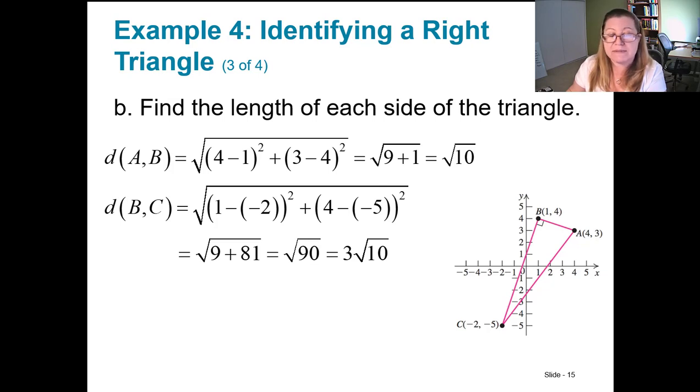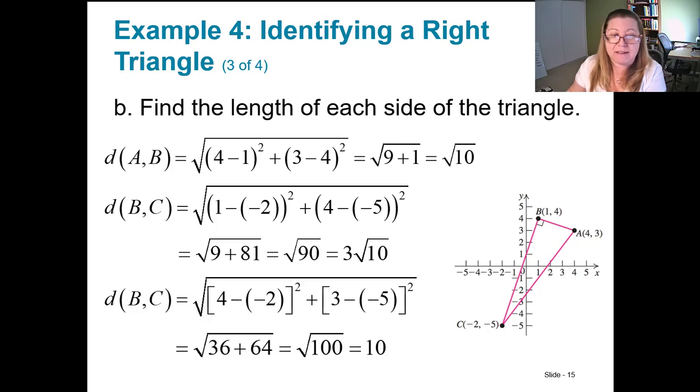Now we want to find the distance from A to C. So A is (4,3), C is (-2,-5). Throwing in the values, x1 minus x2, so that's 4 minus negative 2, y1 minus y2, 3 minus negative 5. We get 36 plus 64 is 100, and the square root of 100 is 10.